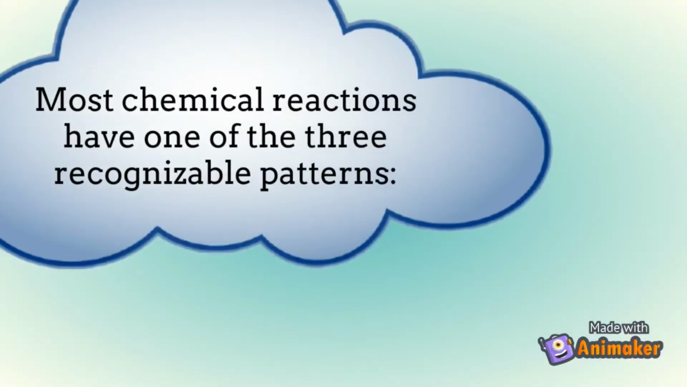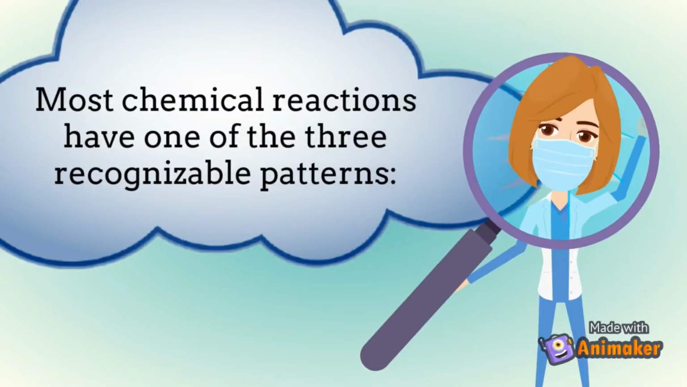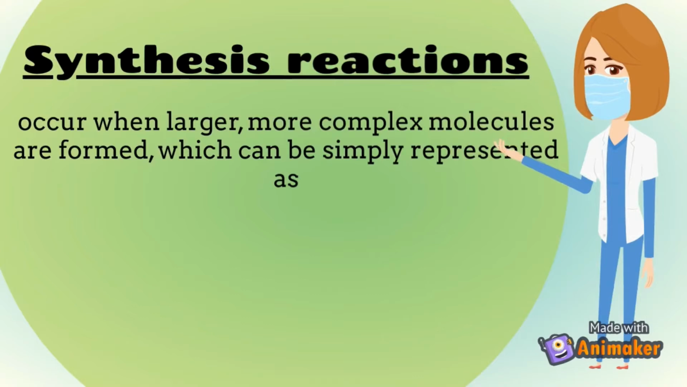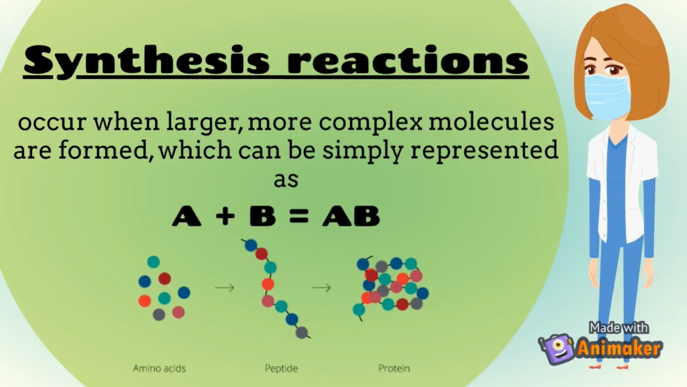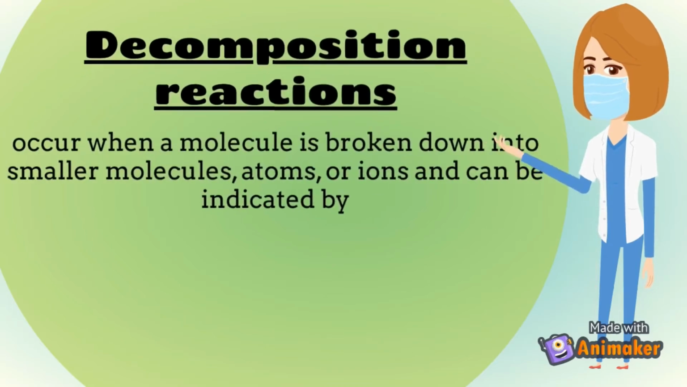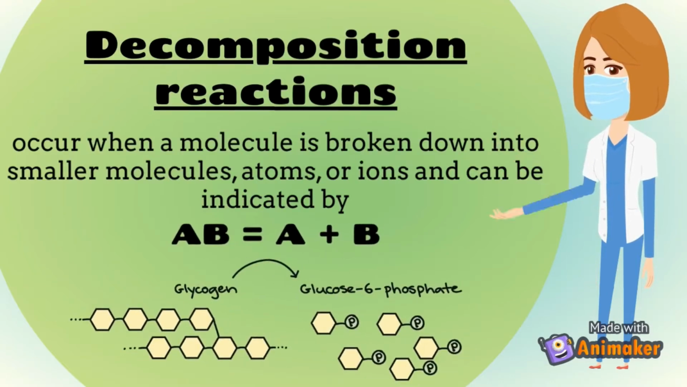Most chemical reactions have one of 3 recognizable patterns. Synthesis reactions occur when larger, more complex molecules are formed, which can be simply represented as A plus B equals AB. Decomposition reactions occur when a molecule is broken down into smaller molecules, atoms, or ions, and can be indicated by AB equals A plus B.